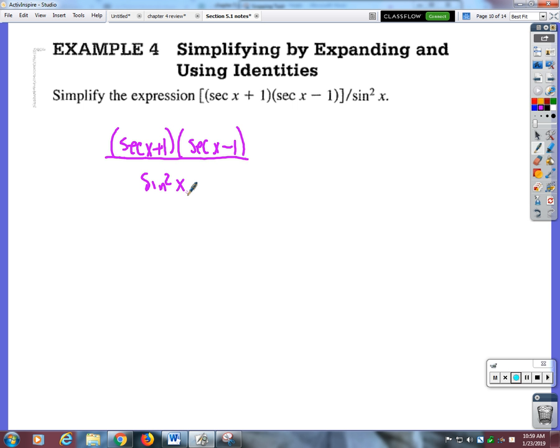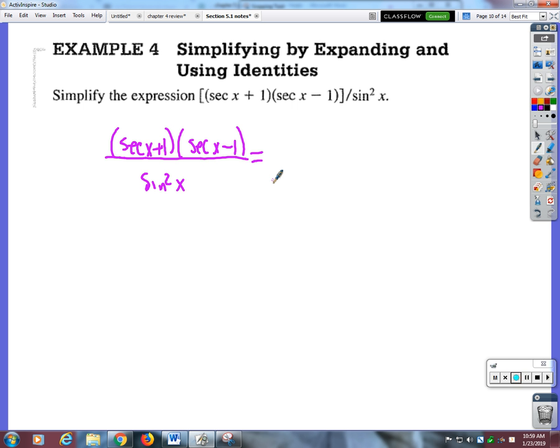All right, so let's simplify secant x plus 1 times secant x minus 1 over sine squared. See what we can get going with that. Thomas, how about you? What do you got going there? Okay. What does your math impulse want you to do with this problem? Right. You really want to FOIL this out and get rid of the parentheses. Isn't that the first thing that screams out to you when you see this problem?